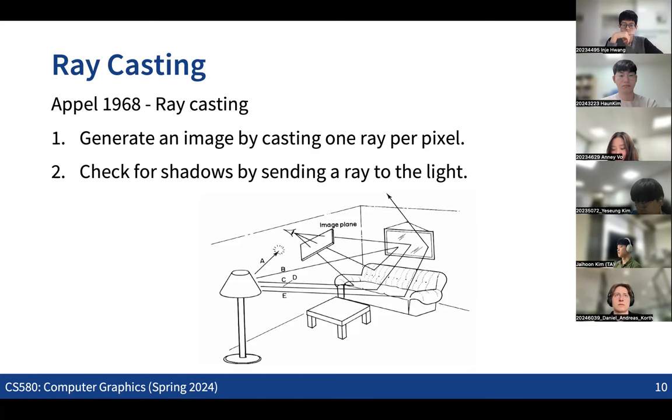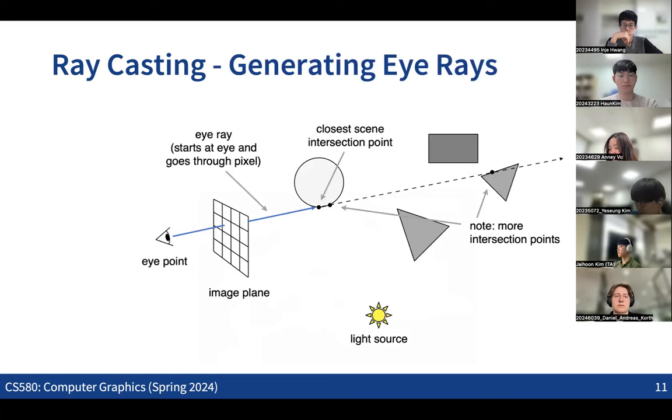So we are not starting from the light source, but actually from the image plane, which means we are basically backtracing all the rays from the image plane to the light source. Instead of shooting the ray from the light source, now we are shooting the ray from the eye point, from the camera at the center. For each pixel, we shoot the ray and check the intersection point with any of the 3D objects.